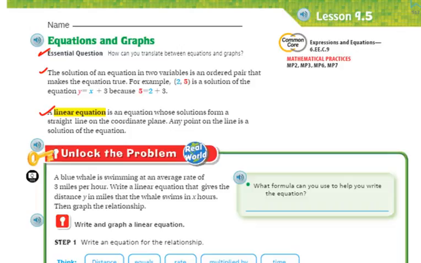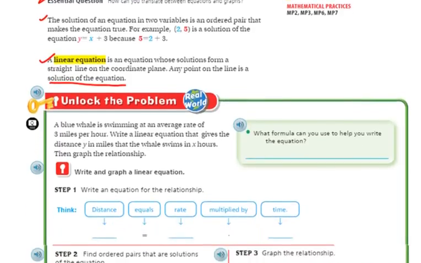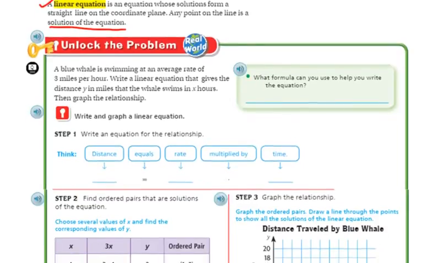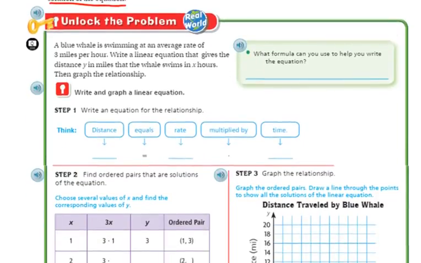A linear equation is an equation whose solutions form a straight line on the coordinate plane. Any point on the line is a solution of the equation. So remember, any point that falls on that line is going to be true when plugged in to that equation. Linear equations form lines.